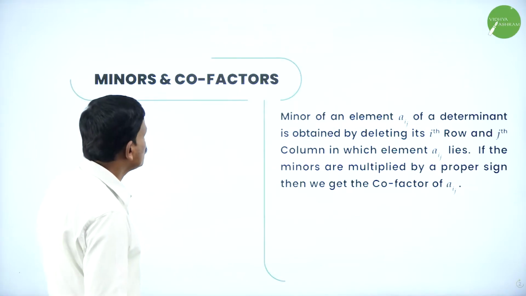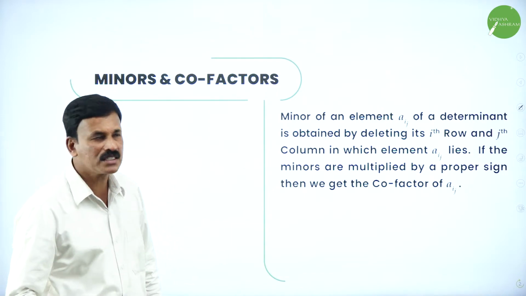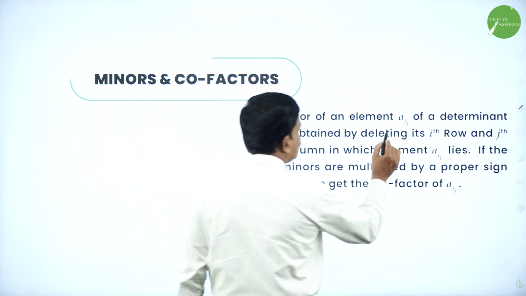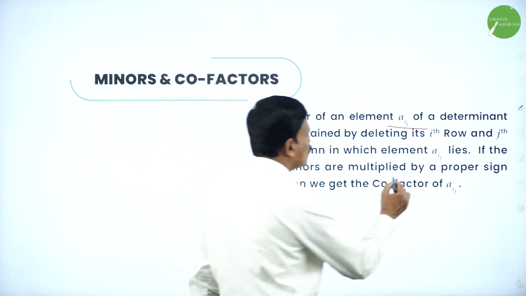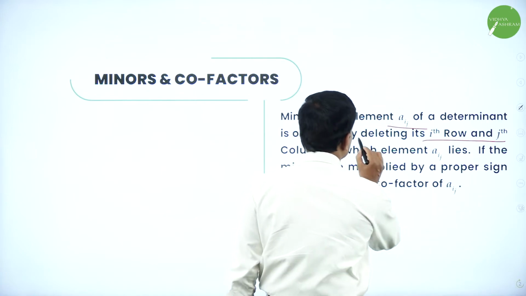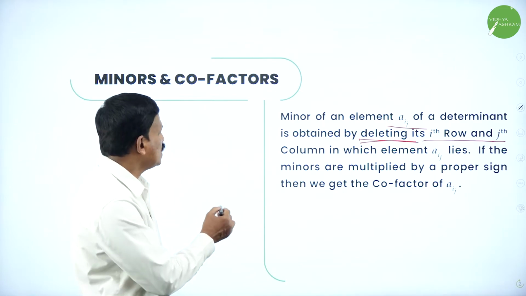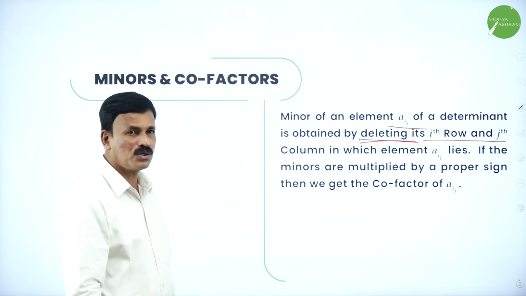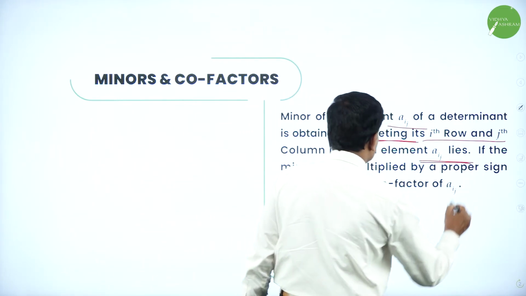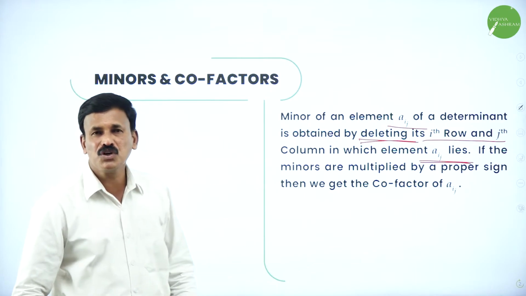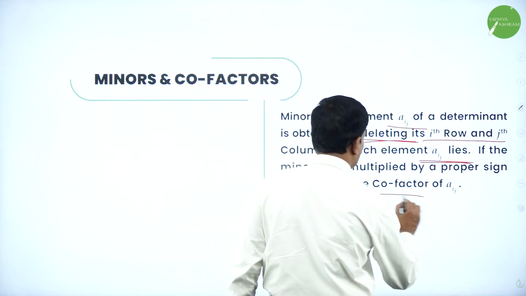Now, let us know what is meant by the minor and cofactors. The minor of an element Aij of a determinant is obtained by deleting its ith row and jth column, deleting the row and column containing that particular element. The minor is obtained by deleting its ith row and jth column in which the element Aij lies. If those minors are multiplied by the proper sign, we are going to get the cofactor of a matrix.